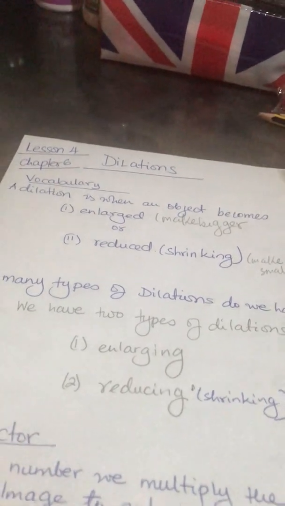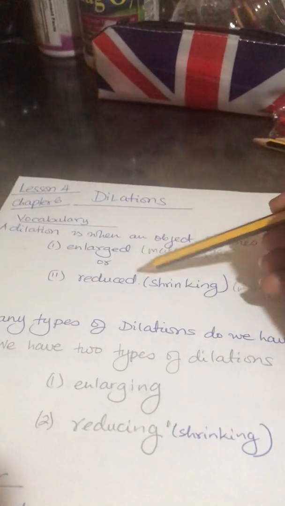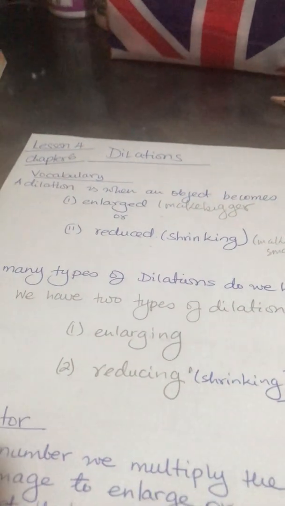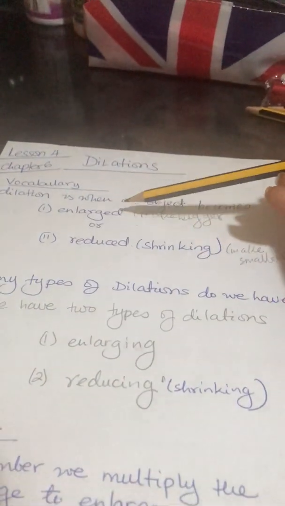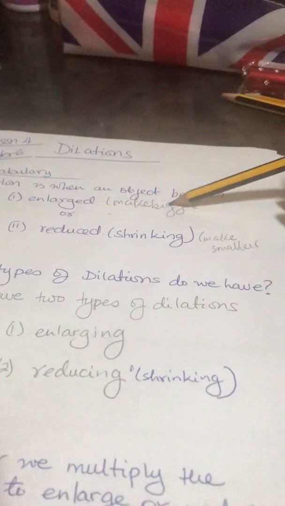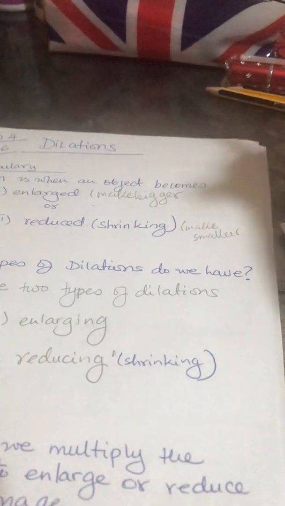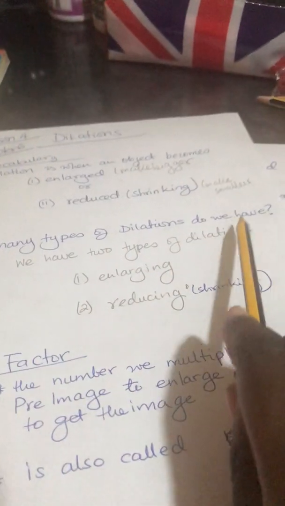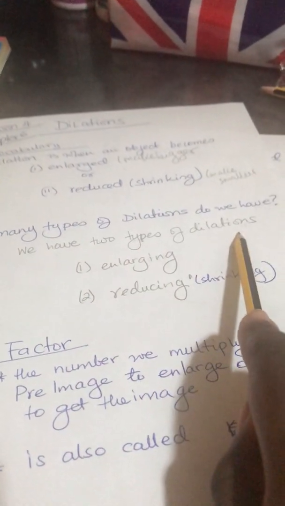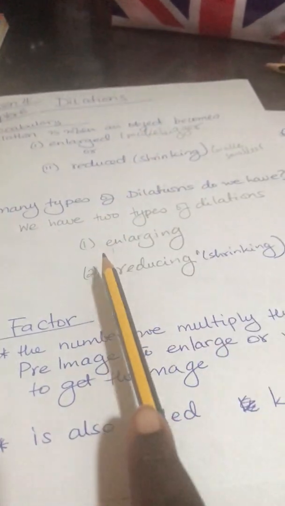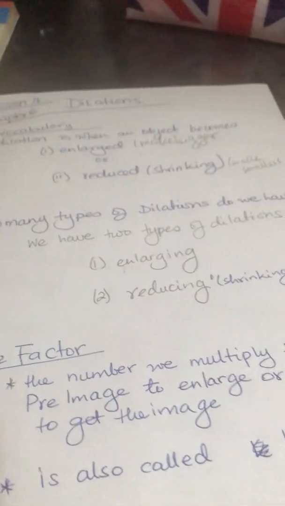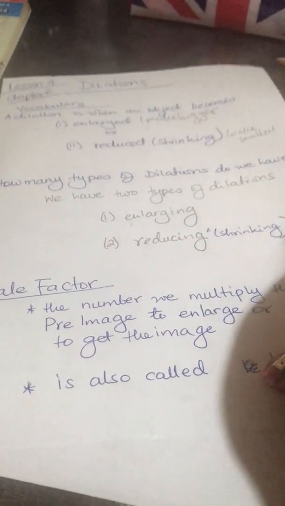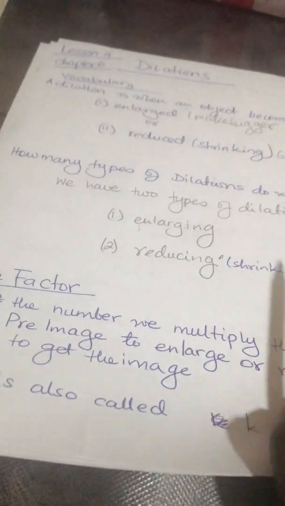Dilation comes in 2 forms. Okay, so enlarging means to make bigger, reducing means to make smaller. Alright, if they ask you how many types of dilations do we have, 2 types of dilations, enlarging and reducing. For you to do dilations, you need to know what is scale factor.